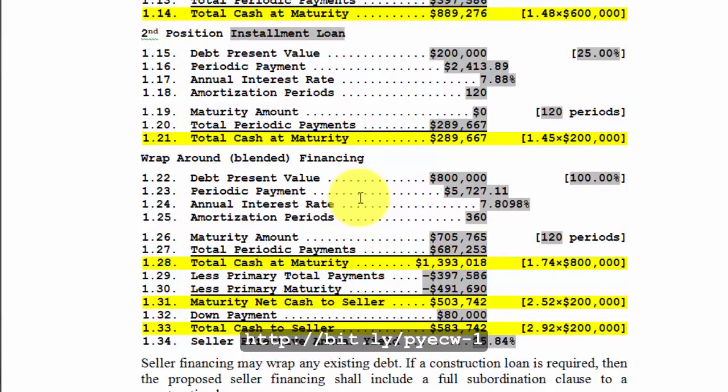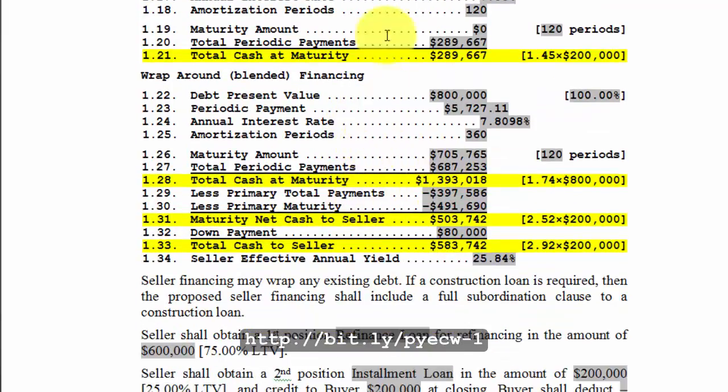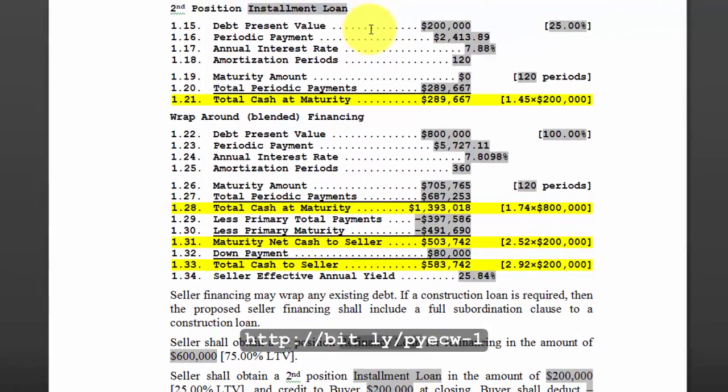And this is where you draw the attention of the seller. You say, look, if you lend the money to me in this way, your investment will be earning effectively 25.84% over 10 years. You're putting in $200,000, which you're borrowing against the property, and I will make the payments on that loan. And then you're getting back a yield of 25.84%. So you'll get back more money than what you lent me, plus you're getting $80,000 at closing.